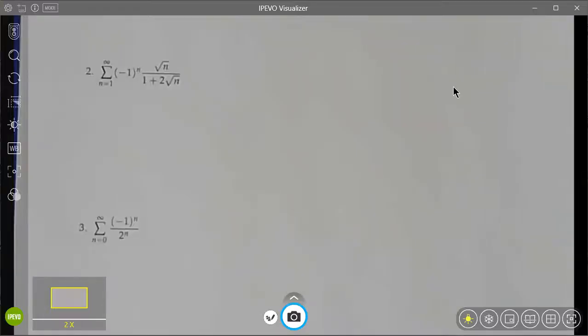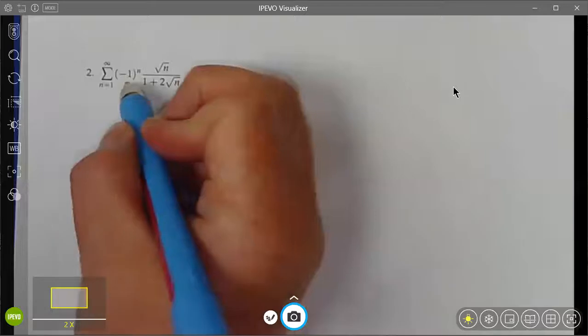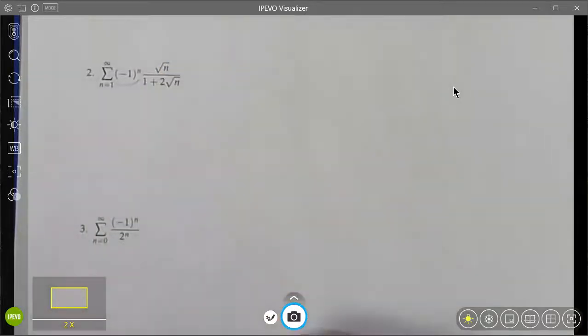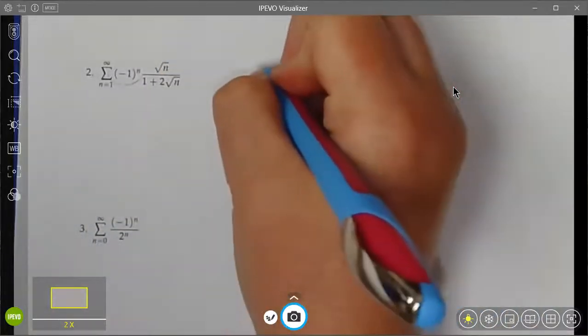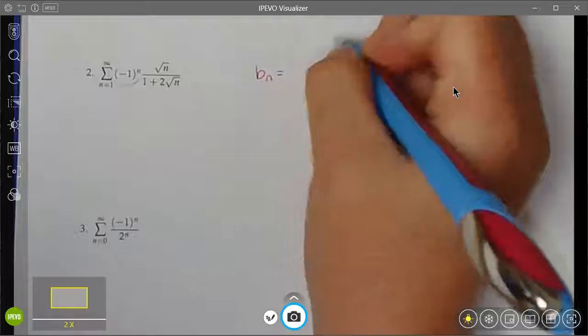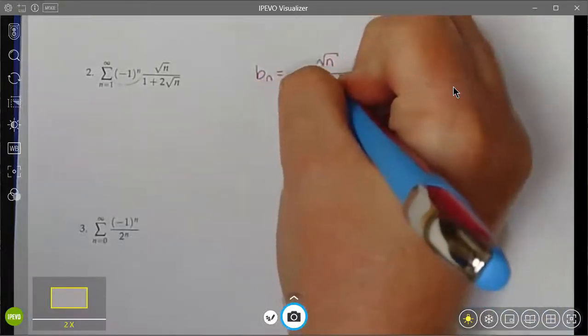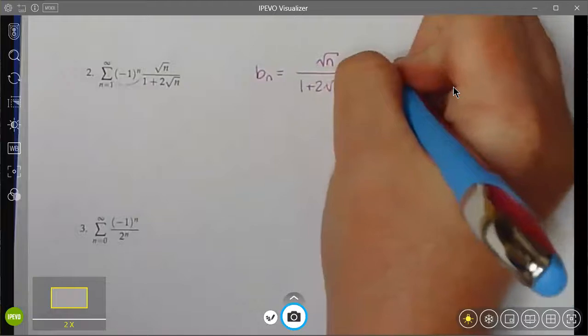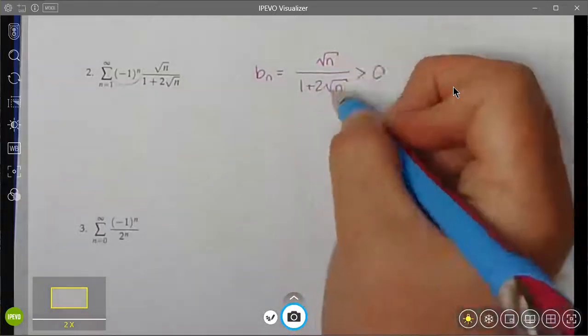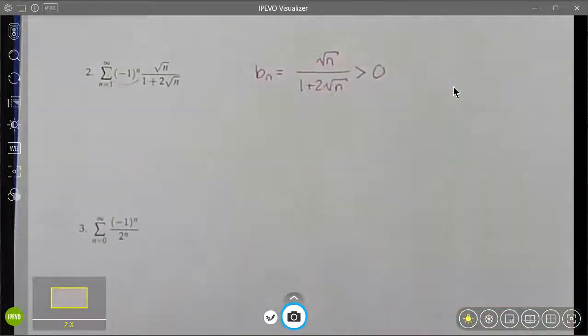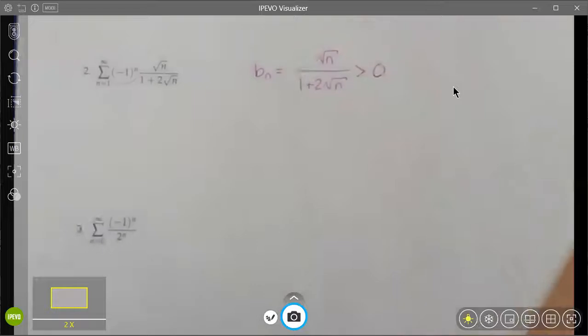Let's look at the series n equals 1 to infinity of negative 1 to the n times root n over 1 plus 2 root n. Okay, so this is kind of nice. They separated the blinker over here on the side, so that makes it easy for us to find b sub n. So I have root n over 1 plus 2 root n. So that's going to be positive. The denominator is bigger than the numerator, and these are all positive terms, so this looks good.